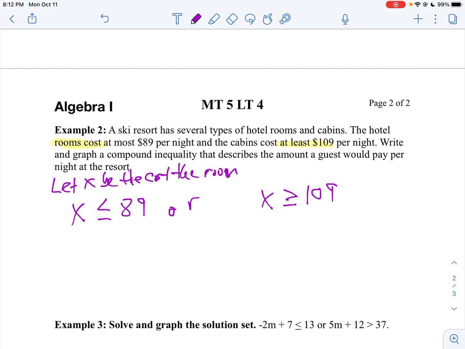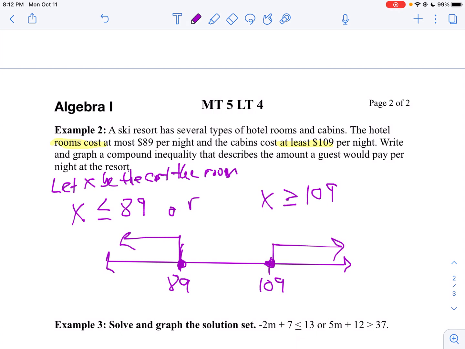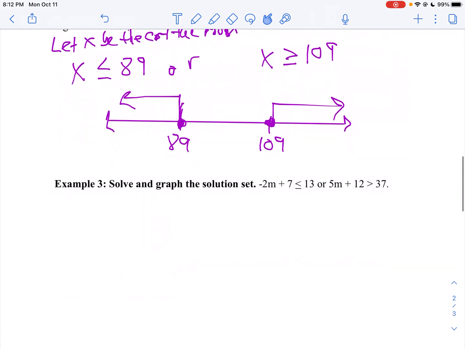Oh, we're going to graph this compound inequality. So we're going to put this on our number line. And with the ors, we just put both numbers on the number line. So I have 89 here, and I have 109 over here. And I'm going to have less than or equal to 89. So I'm going to put a closed circle on 89. I'm going to shade to the left. Closed circle on 109. I'm going to shade to the right. And there you have it. With or, we just graph one or the other. And we just put them both in the same number line. And that's how we're going to approach example 3.